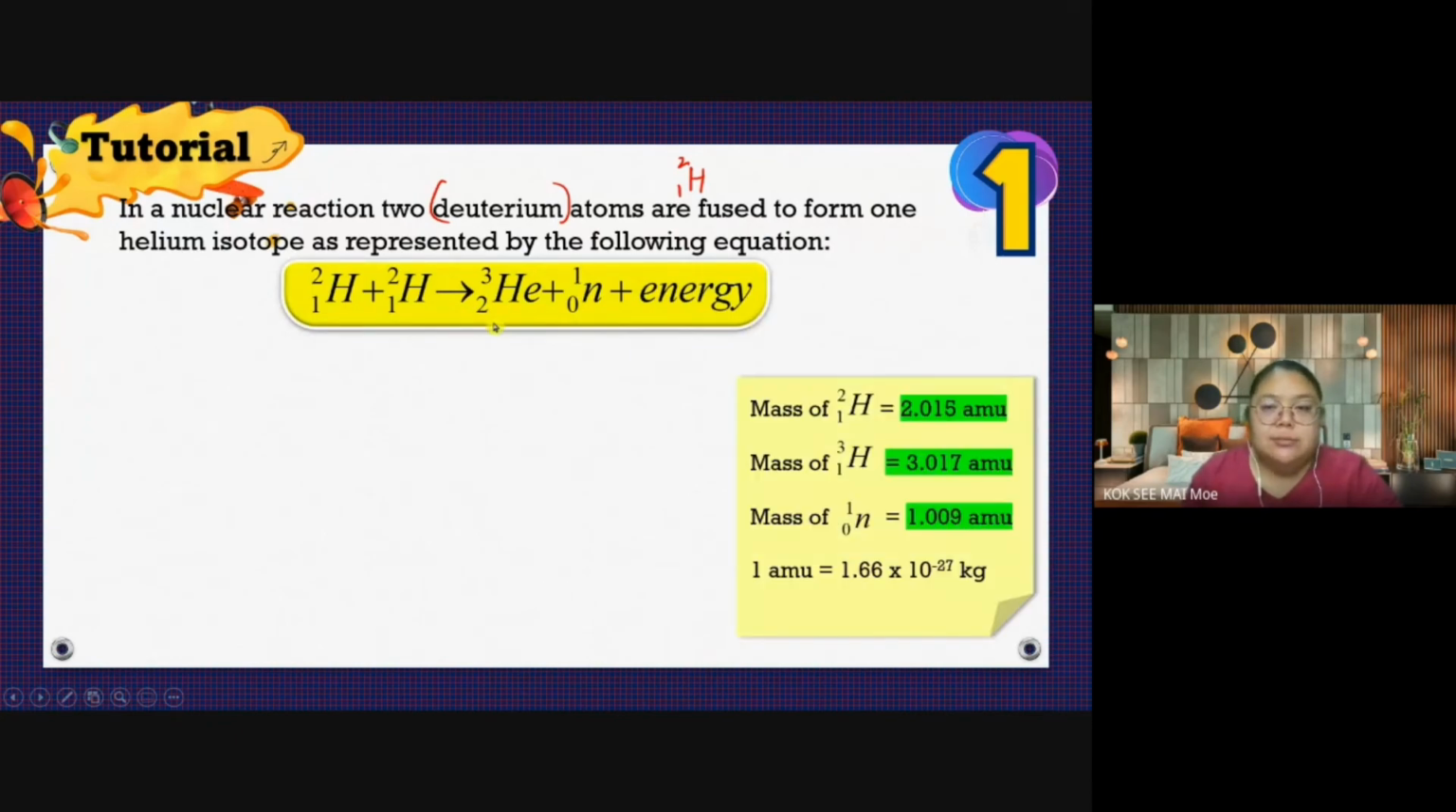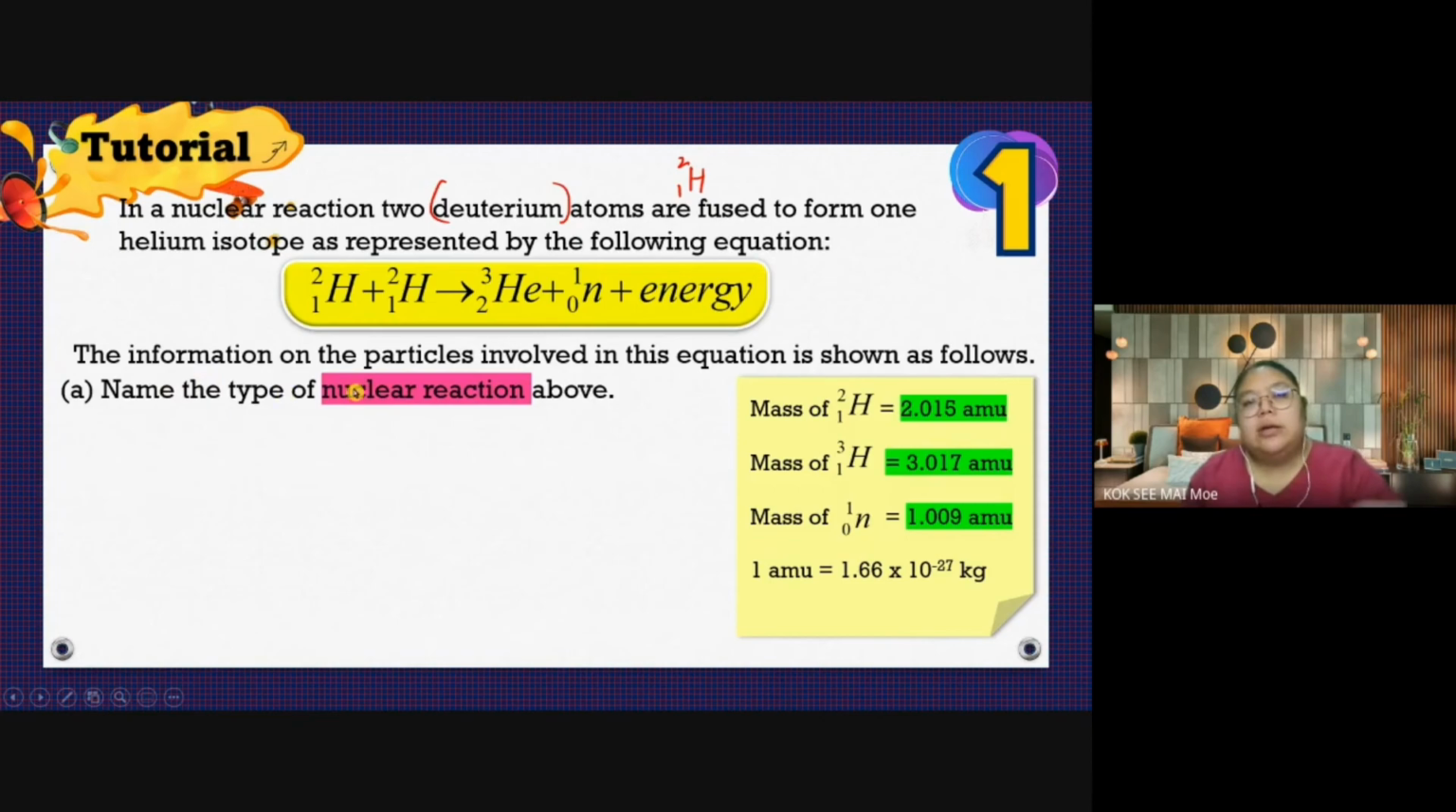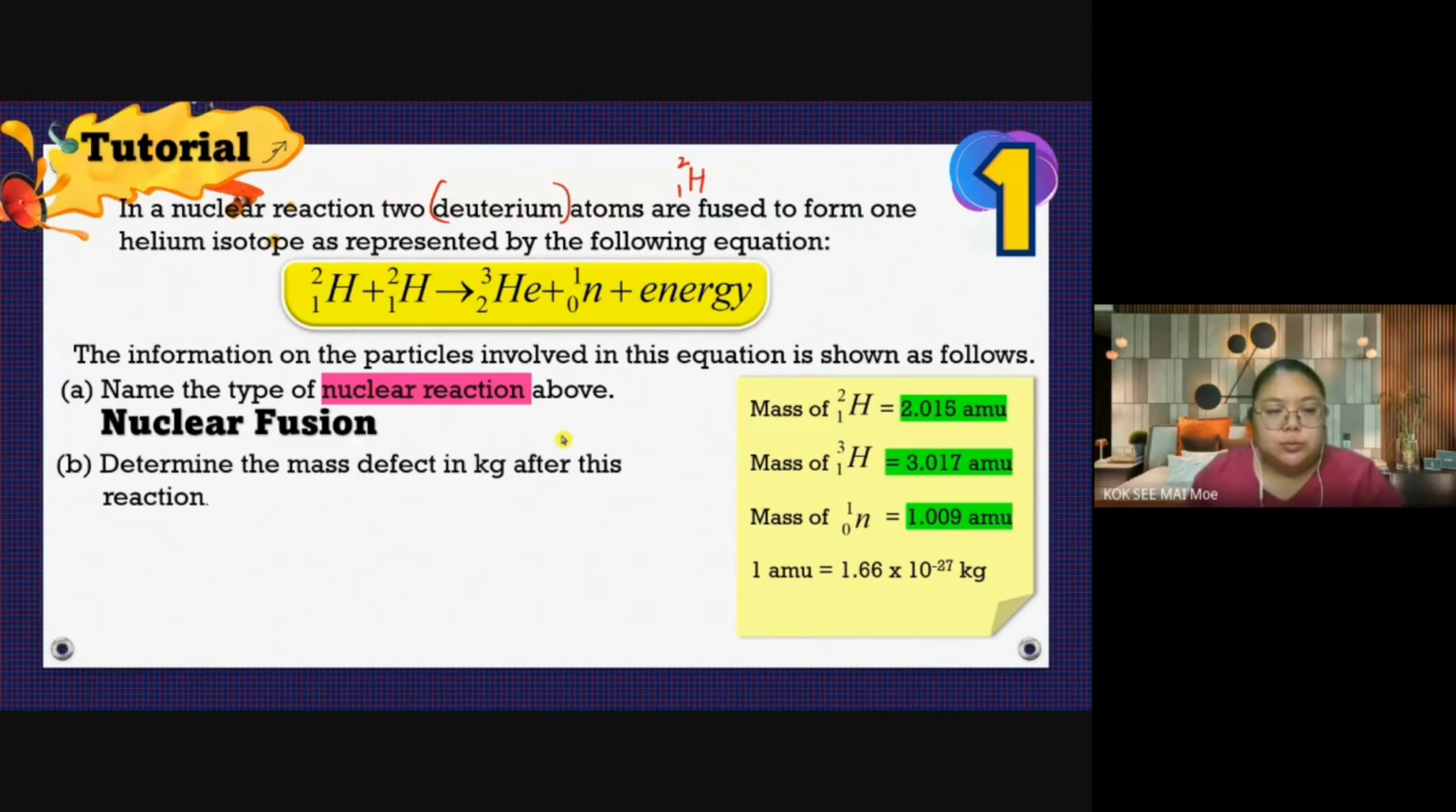After that, they give you the masses of the deuterium, helium and tritium. From here we continue with the question. They show the information on the particles involved in the equation. Name the type of nuclear reaction. We answered just now: it is nuclear fusion. The first question is normally simple like this, where they ask what nuclear process it is.